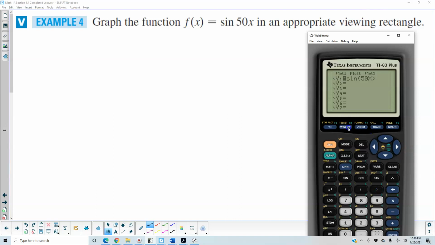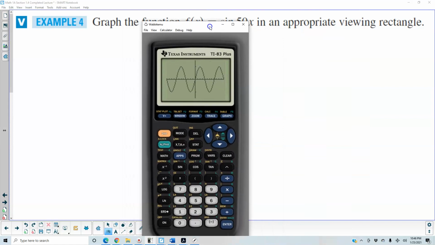And let's go ahead and choose a window here. We'll put in negative 12 for the minimum, 12 for the max. And since it's sine, the y minimum and y max should be just a little bit above 1. So it'll be negative 1.5 and positive 1.5. So let's see what that graph looks like. Okay, so here is the graph with that particular window.